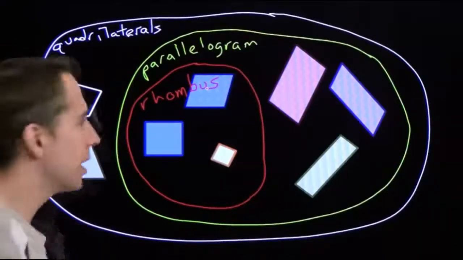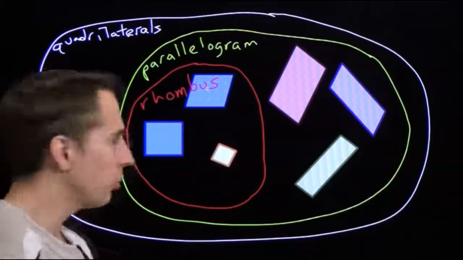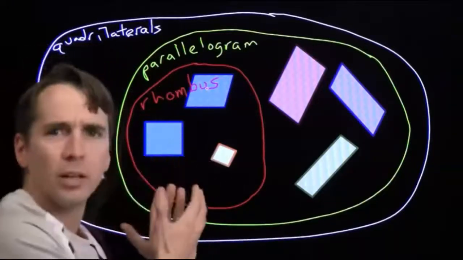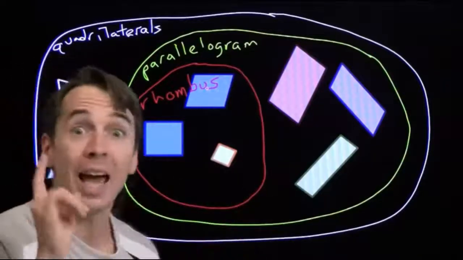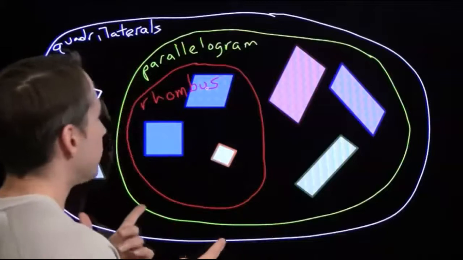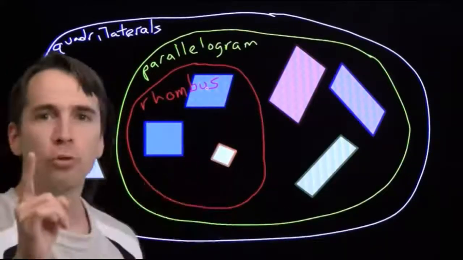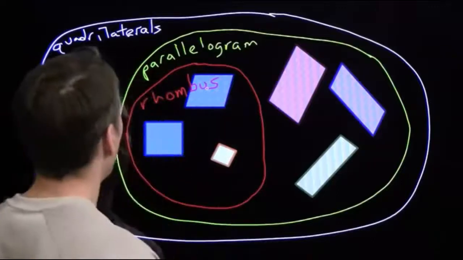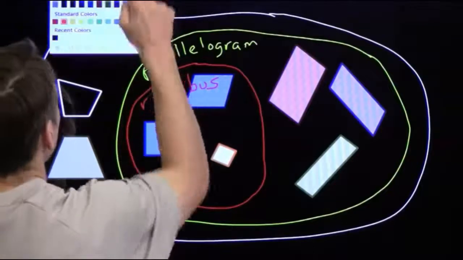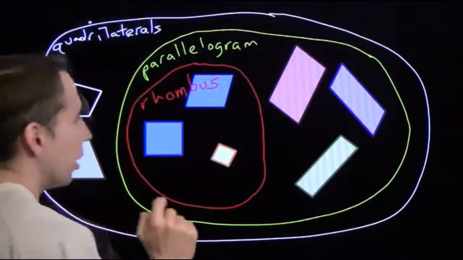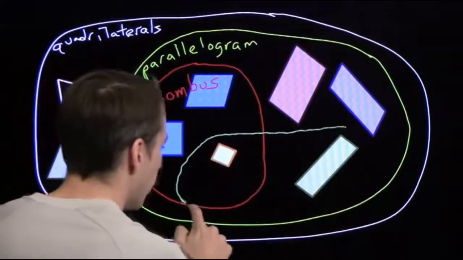Rectangles. We've got rectangles too. There's a rectangle, but the squares are rectangles as well, but the squares are already inside the rhombus loop. I can put them in both loops. I can put them in a rhombus loop and in a rectangle loop if I make those loops overlap. So that's what I'm going to do. I'm going to grab another color. Let's go with some kind of yellowish green here. I'm going to make a rectangle loop.